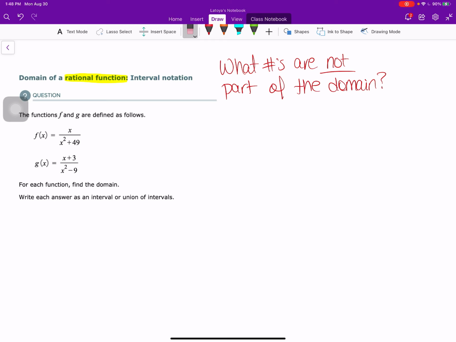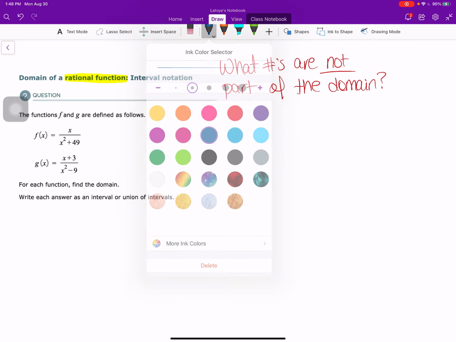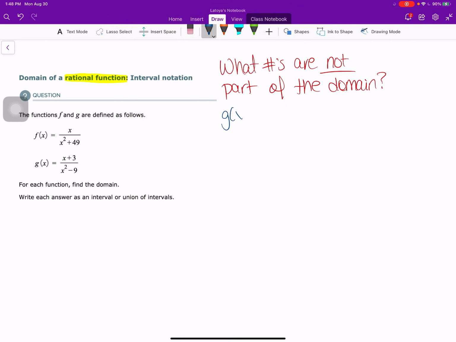So let's resume these examples. We just completed, solved, or found the domain of that f of x function up there. If you missed that video and you're interested in that, go back and watch that video. For the second one, now we are going to focus on finding the domain of that g of x function.